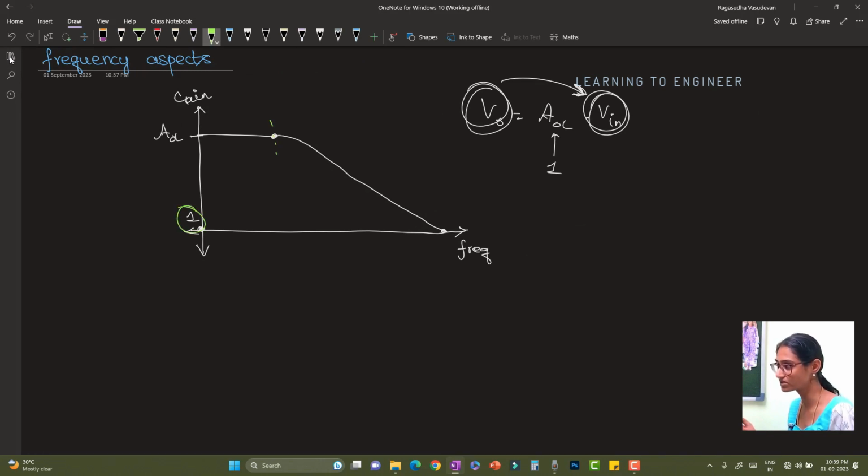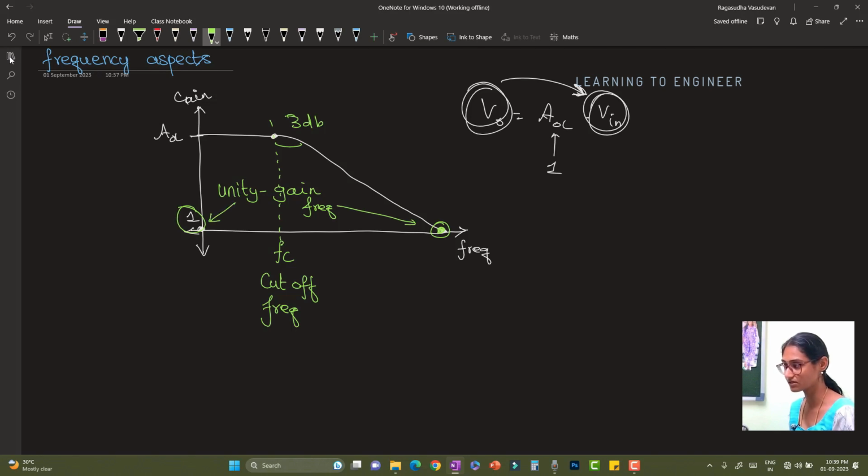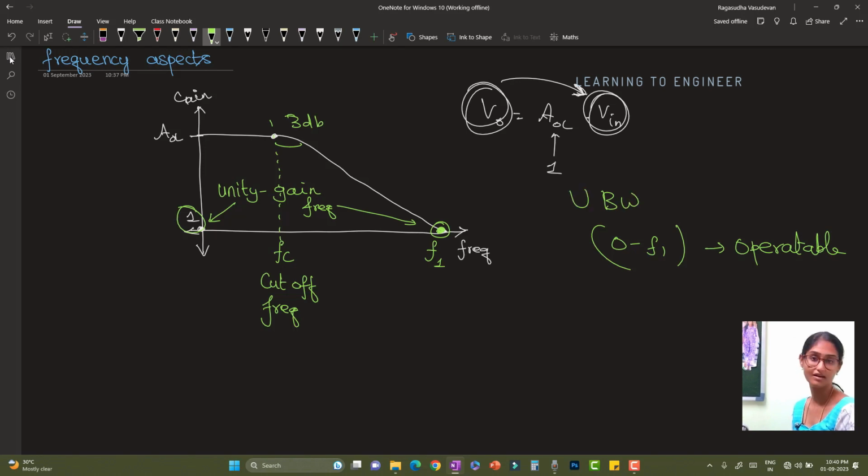And the frequency at which this gain falls by 3 dB is called FC, or the cut-off frequency. And the frequency at which the gain falls to 1 is called the unity gain bandwidth, or the unity gain frequency. If you are looking at it from 0 to f1, this op-amp can be operated, and this bandwidth is called the unity gain bandwidth.